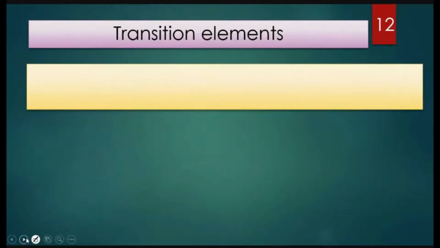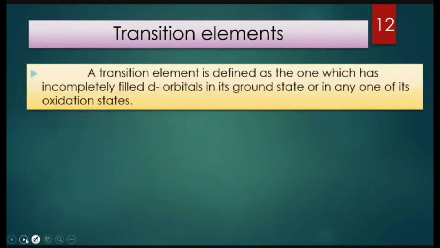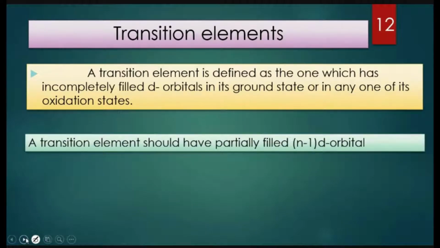Transition elements. So here the definition for transition element is like this. A transition element is defined as the one which has incompletely filled d orbital in its ground state or in any one of its oxidation states. See, if we want to call any element belonging to d block as transition element, it should necessarily have an incompletely filled d orbital. Then only it can be called as a transition element. So a transition element should have partially filled or incompletely filled n-1 d orbital. Then only it can be called as transition element.